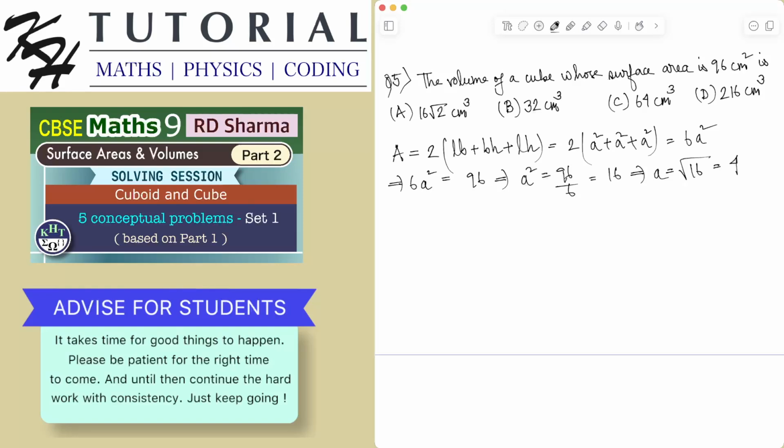Now what will be the volume then? Volume for a cube is, this we must always remember, A cube. So this will be 4 cube. This is equal to 64 centimeter cube. So the correct choice is C. C is the correct choice.